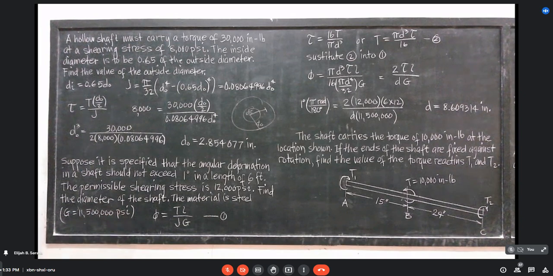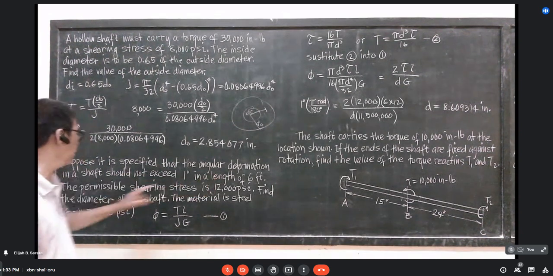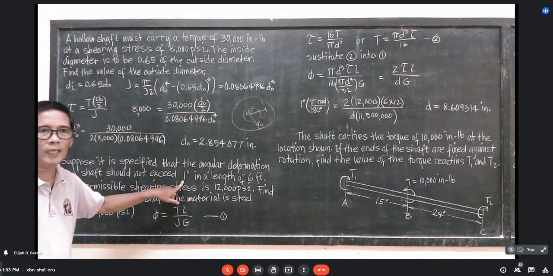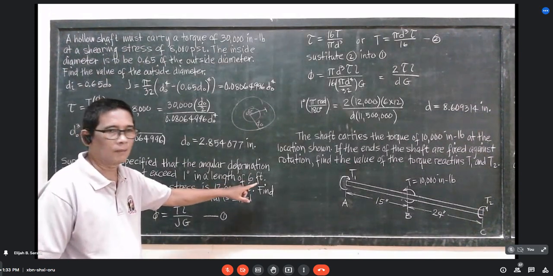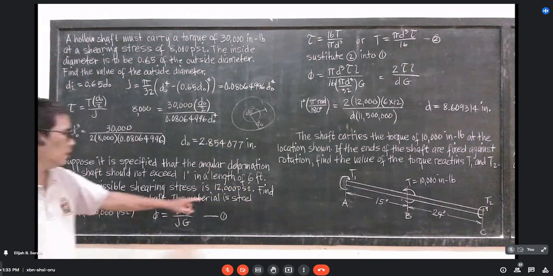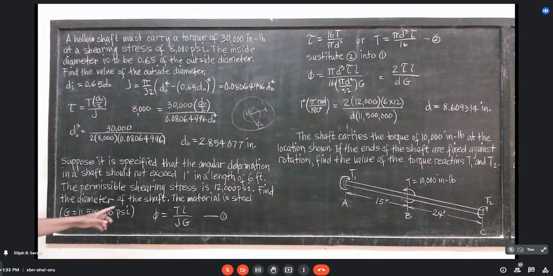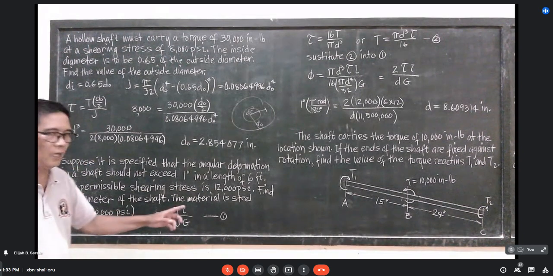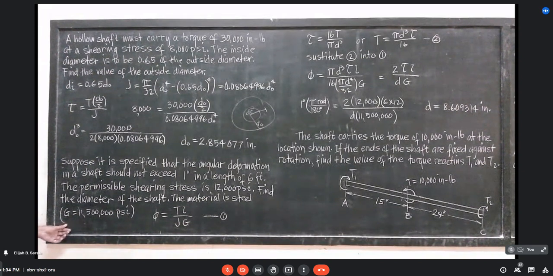Okay, I'll continue. The next problem says that suppose it is specified that the angular deformation of a shaft should not exceed 1 degree and the length of the shaft is 6 feet. The permissible shearing stress is 12,000 psi. We are going to find the diameter of the shaft if the material is steel and G, the modulus of elasticity in shearing, is 11,500,000 psi.